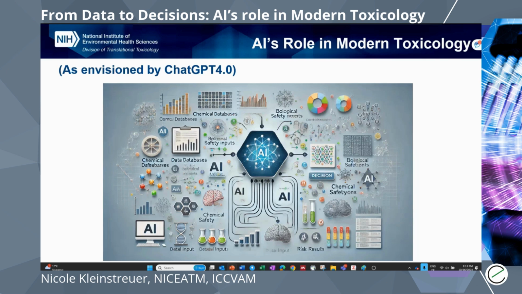But when you start to look a little bit closer, you see that there's a lot of nonsensical aspects of this as well. So it's got things like databases, which actually kind of makes a little bit of sense. We do have databases of data and databases of databases of data. That's fine. But "chemical safety ons," that's a new one for me. I don't know what that means. But something like "biological safety inputs, chemical death viruses," that's also a new one for me.